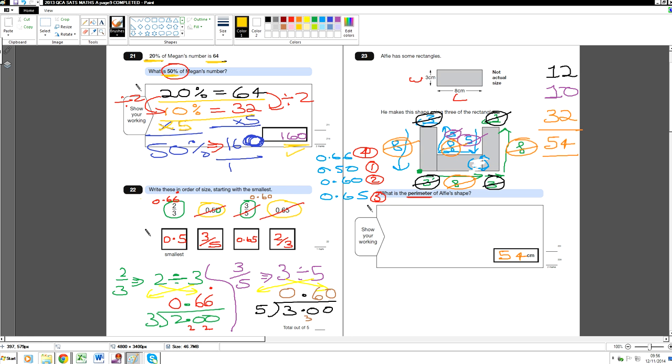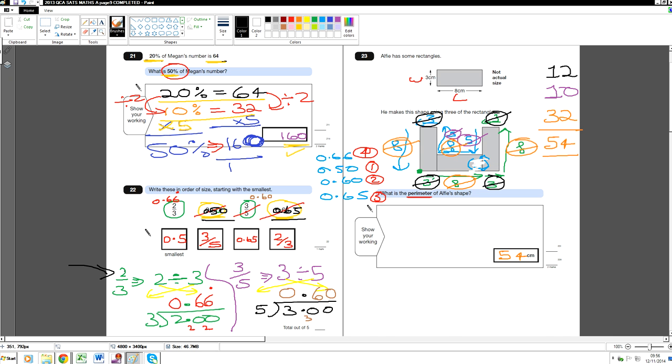Question number 22. Write these in order of size, starting with the smallest. Now, since we already have two numbers here, 0.5 and 0.65, I think I'll actually go over them again because I've crossed them out. 0.5 is the original number, and 0.65 is the original number. Because these two are already in decimal format, I decided to change all the others into decimal as well. So what we said was, let's change 2/3 and 3/5 into decimal. So what is 2/3? Let's look over here, please.